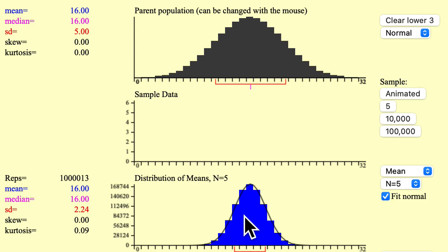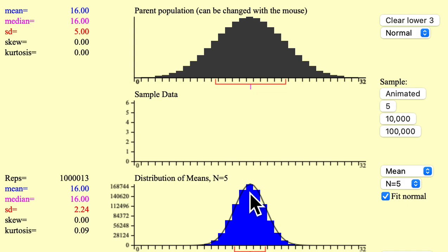But it's skinnier. It's narrower. It's got a smaller standard deviation. We used to have a standard deviation of 5. Now we've got a standard deviation of 2.24. Much smaller, actually. Notice the mean here is 16, which is the same as the mean here, 16. So if the individual kaiju have a mean of 16 tons for a weight, then if you sample 5 at a time, any one sample is not guaranteed to have a mean of 16 at all.